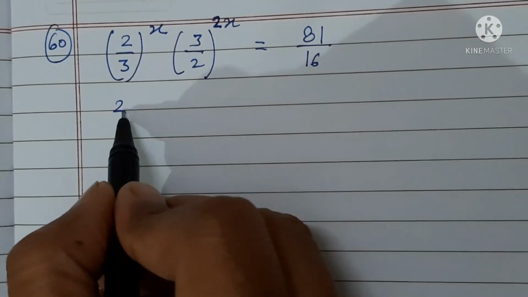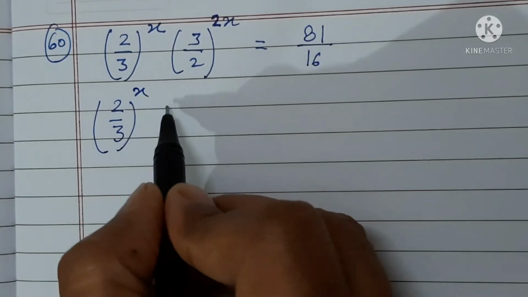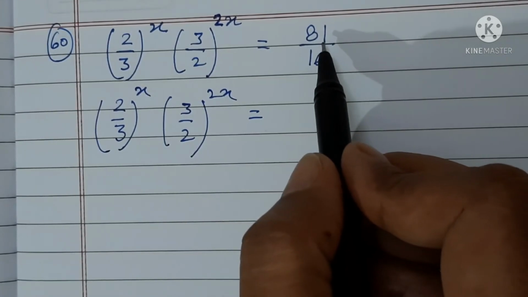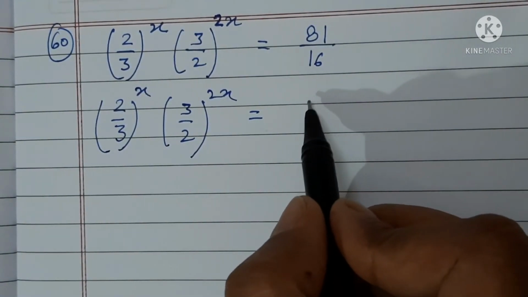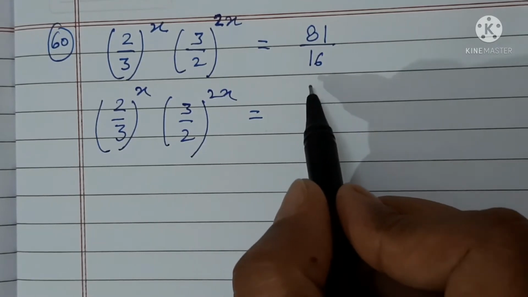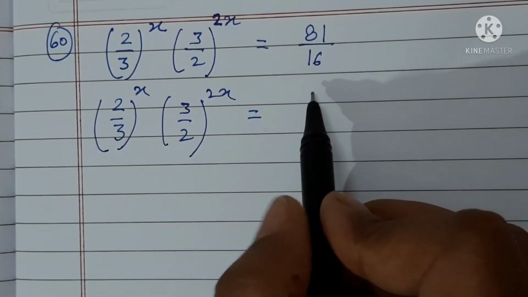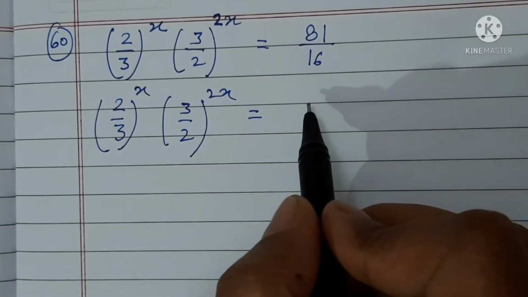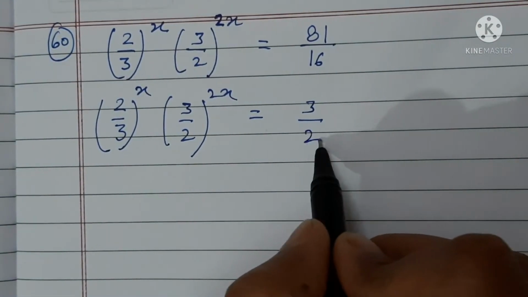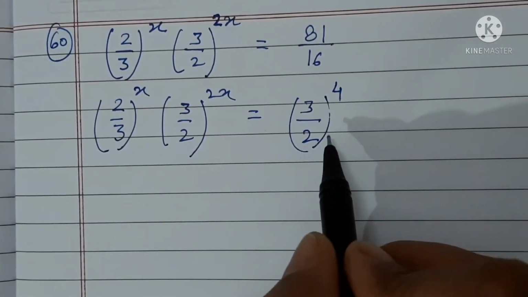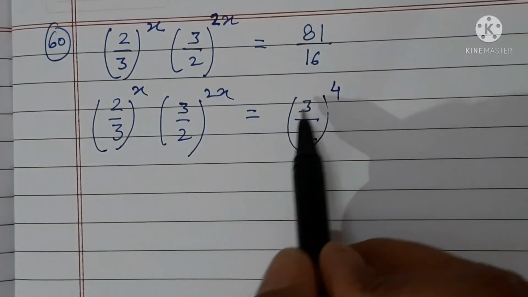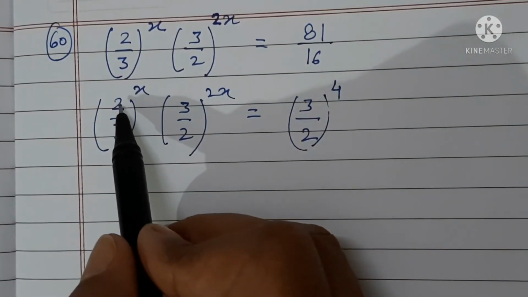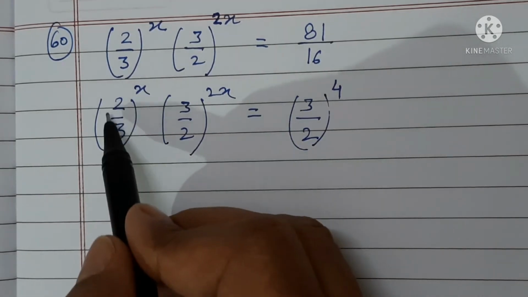Now this becomes 2 upon 3 to the power of x into 3 upon 2 to the power of 2x is equal to 81. You can write it in the powers of 3. 3 3s are 9, 3s are 27, 3s are 81, sorry. And 16 you can write 2 to the 2 to the 4 to the 8 to the 16. So 3 upon 2 whole to the power of 4. Now here 3 upon 2 as a base. Here this is also 3 upon 2.